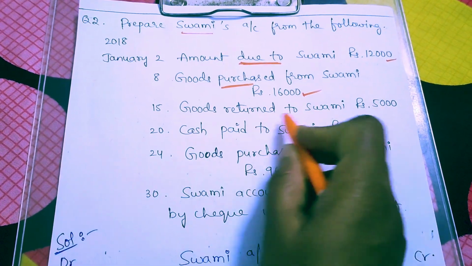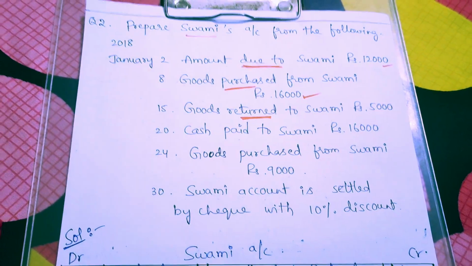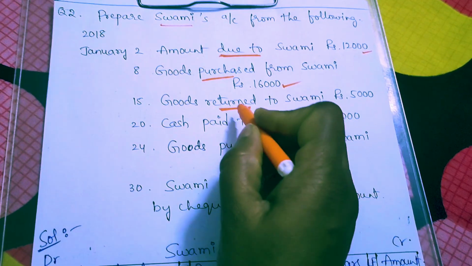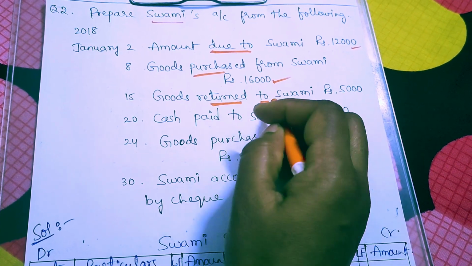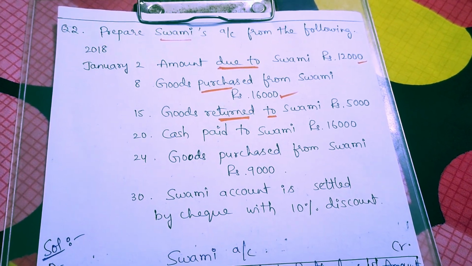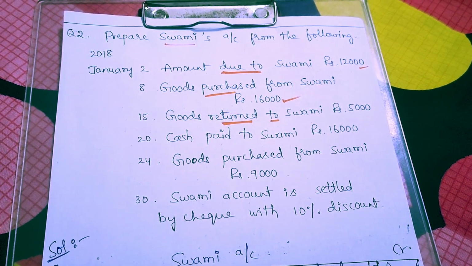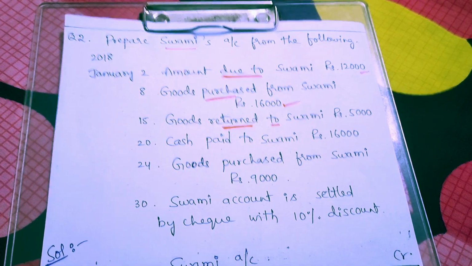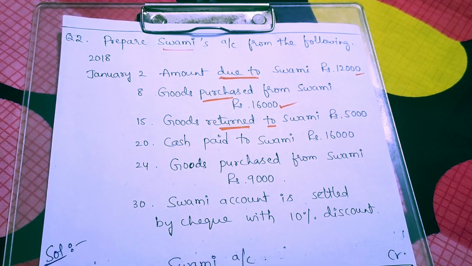Next, 15th date. Goods returned to Swami. Returned to. Returns are two types. I already said. So we have to decide which kind of return it is. I told one clue also. After returns, if 2 is given, that is purchase returns. So this is purchase returns now. Okay. If you analyze it clearly, then you will understand that it is a purchase returns. Goods returned to Swami. Who is returning goods to Swami? Business. When business can return goods to Swami? If already it purchases. So this is purchase returns.